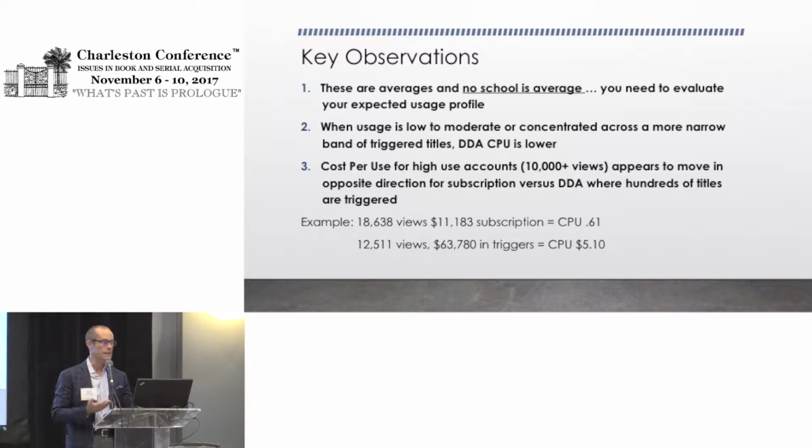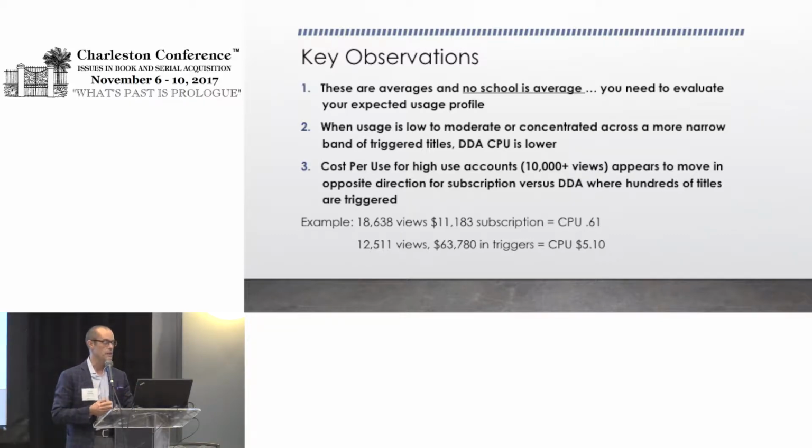It looked like in the data about a 50-cent difference on cost per use. On the cost per use for high use accounts, that's anyone with 10,000 views or more, these appear to move in opposite directions from the samples I saw. And I give you an example here. The top one is a subscription, cost per use at 61 cents, 18,000 plus views on an $11,000 subscription, right?